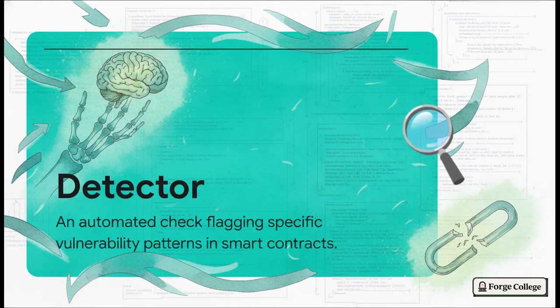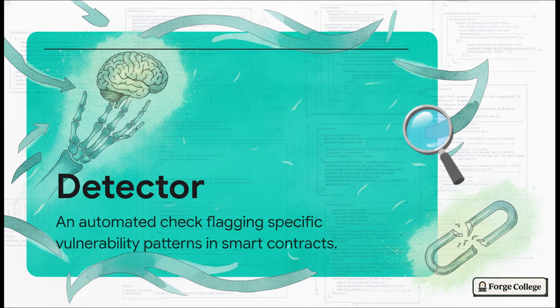Now, before we stare at the output, we really need to define a crucial term here: detector. A detector is simply an automated check that flags a specific class of vulnerability. I want you to think of a detector kind of like a medical X-ray. When you go to the hospital and get an X-ray, the machine might highlight an anomaly, right?